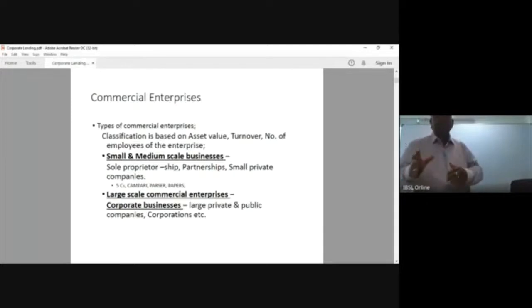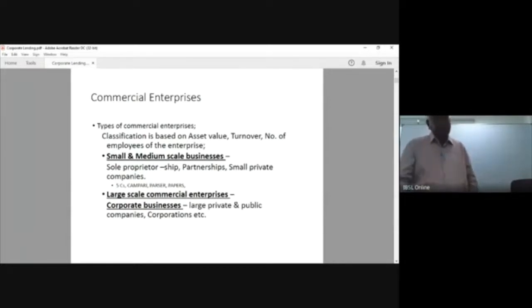So that you do the credit evaluation in a systematic way, in an orderly manner, rather than haphazardly here and there. That is for small and medium scale businesses. Then there are large scale commercial enterprises, which we can categorize as corporate businesses. That's what we are going to do today.